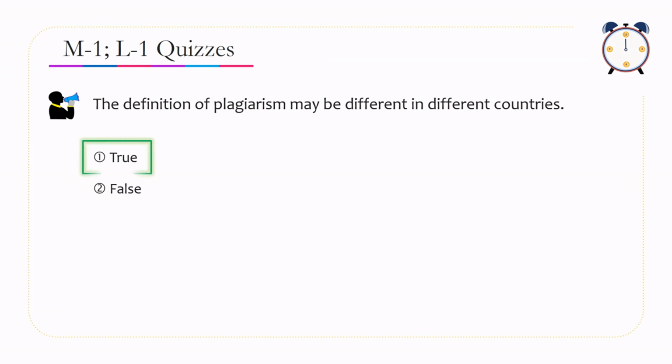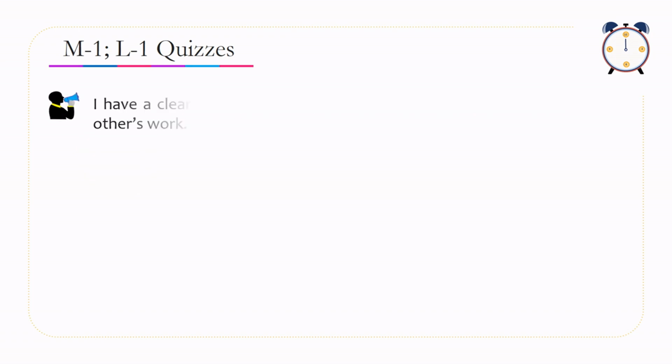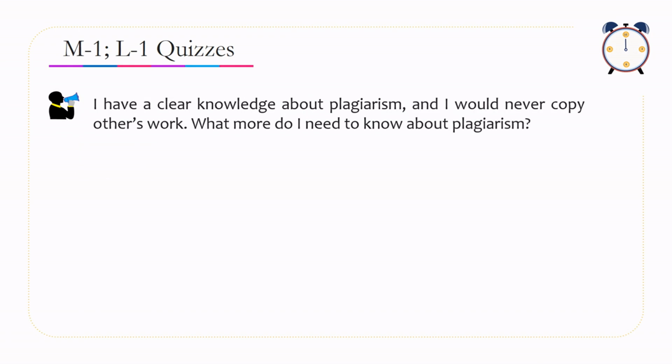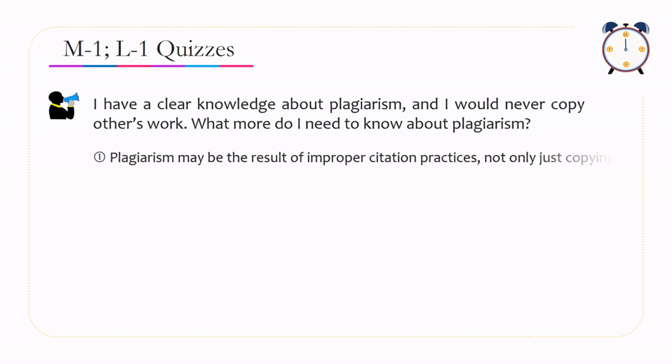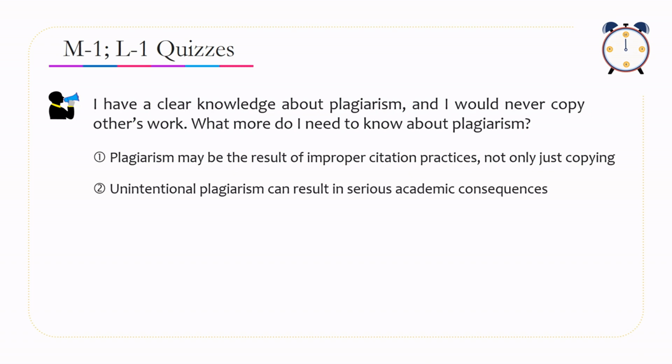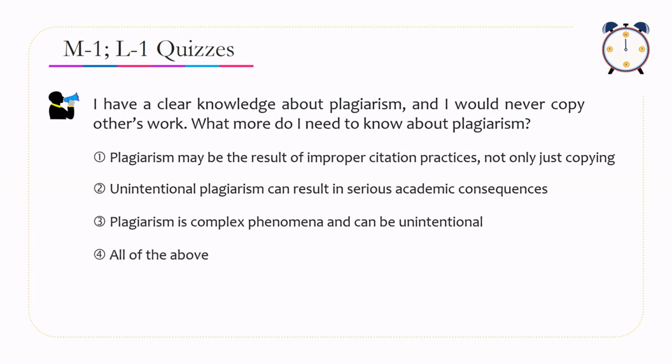Option 1 is correct. Yes, it's true because plagiarism has no universal definition, and different countries have different standards. Next question. I have a clear knowledge about plagiarism, and I would never copy others' work. What more do I need to know about plagiarism? The options are 1. Plagiarism may be the result of improper citation practices, not just copying. 2. Unintentional plagiarism can result in serious academic consequences. 3. Plagiarism is a complex phenomenon and can be unintentional. 4. All of the above. Your time starts now. Which one is right?